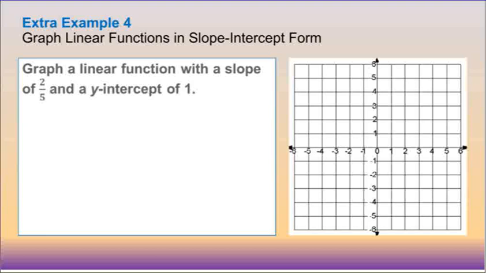Another example, graph this linear function with a slope of 2/5 and a y-intercept of 1. So I put a point at 1, with a slope of 2/5. This is positive, so I'm going to go up 2, to the right 5. I could also go down 2, to the left 5. And there you can see our line that goes up from left to right because we have a positive slope.